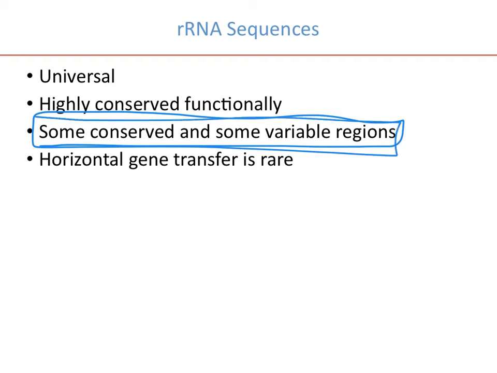And then importantly, horizontal gene transfer is rare. So what is horizontal gene transfer? Conjugation. Yeah, conjugation, which is? Bacterial sex. Bacterial sex, which is? Sex pili. Yeah, so what is the effect of this? Transfer.